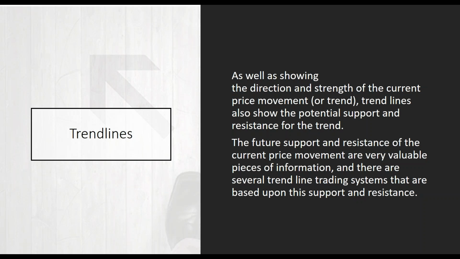Because these aren't really part of a trading system. They're not really strategies. They are the bare pieces of information that every trader needs to have to make an intelligent decision. Now, a trend line, as well as showing the direction and strength of the current price movement, trend lines also show potential support and resistance of the trend. The future support and resistance of the current price movement are very valuable pieces of information.